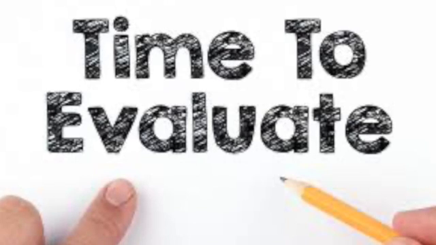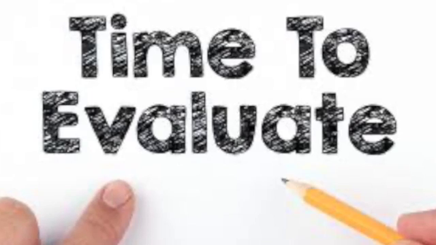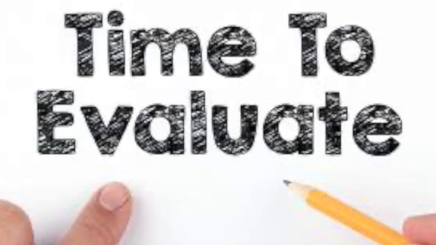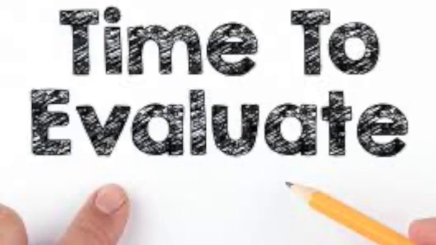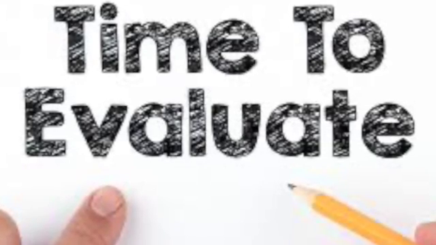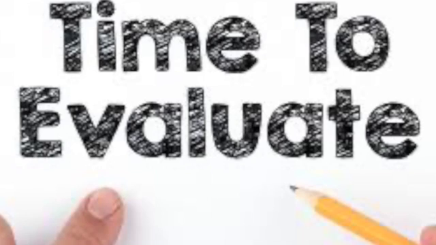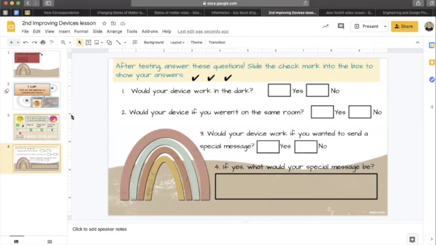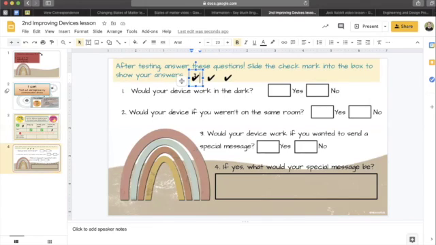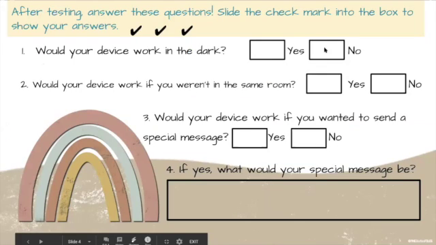A big part of being a scientist and an engineer is evaluating your progress or your observations to help you move forward. So the next step is going to include some questions that will help you evaluate or maybe improve all over again. I want you to answer these questions. And again, just dragging the check marks to show your response. Think about this. Would your device work in the dark? Yes or no? Number 2, would your device work if you weren't in the same room? Yes or no?